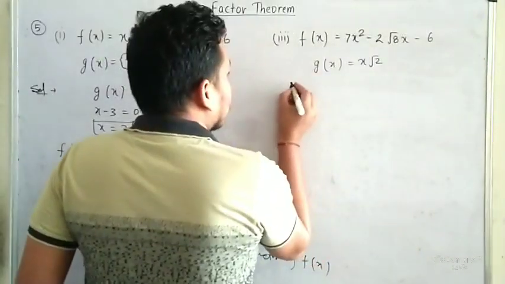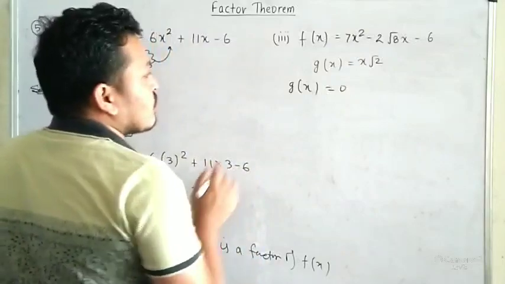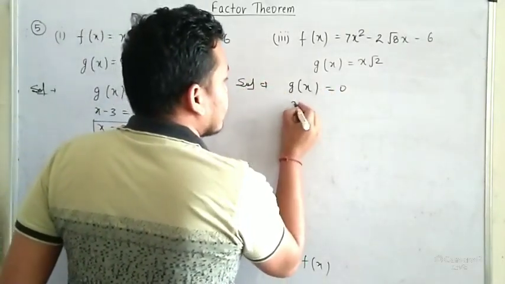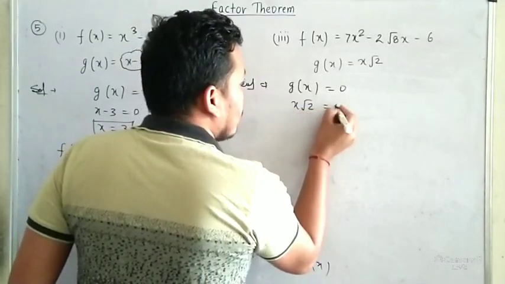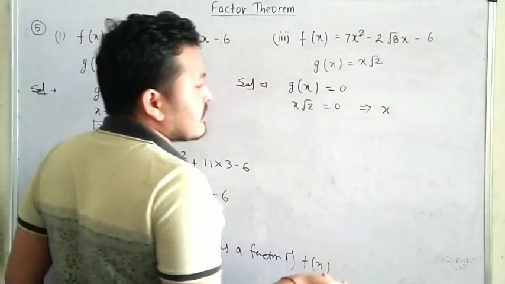So sir, first substitute g(x) is equal to 0. Putting g(x) is equal to 0. So then on solving the g(x), what is the g(x)? This is x root 2 equal to 0. So what will be the value of x? x is equal to, what is the value of x?